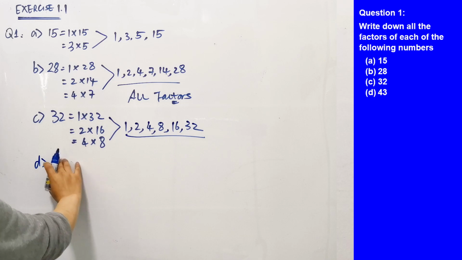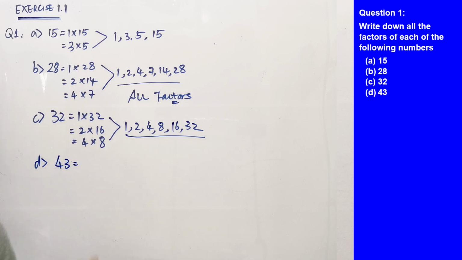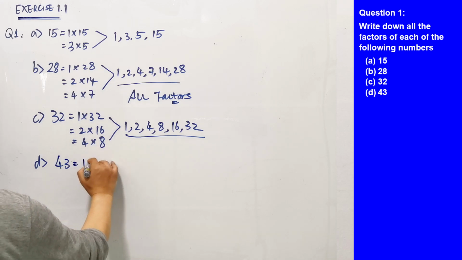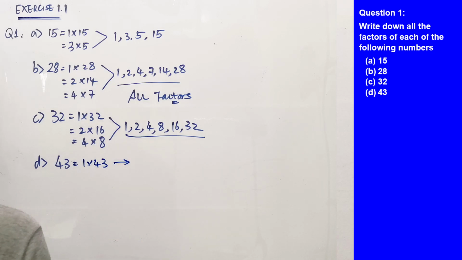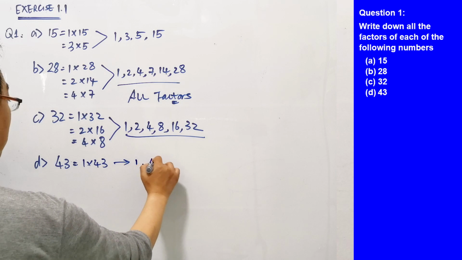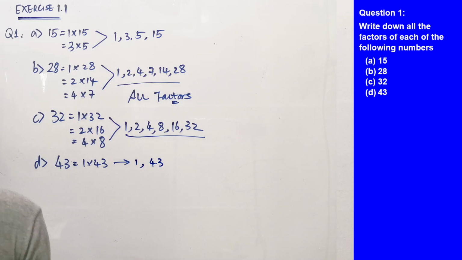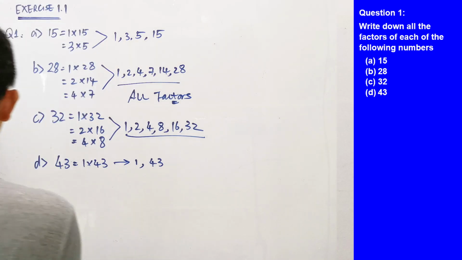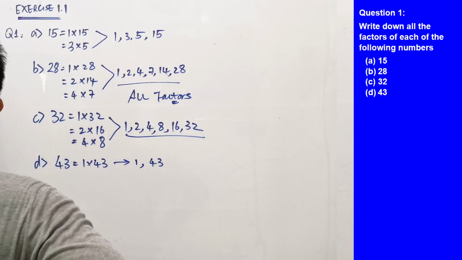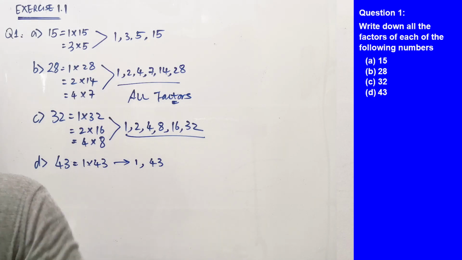Let's look at D, the 43. We have 1 times 43. So the factors of this number are 1 and 43, which means itself. Do we have any other numbers? Let's try 3. We don't have any other numbers, so this is the answer. Okay, let's move on.